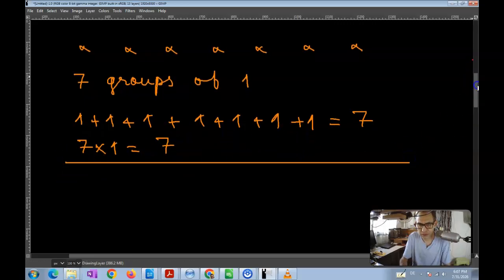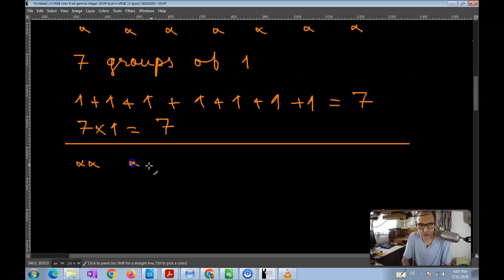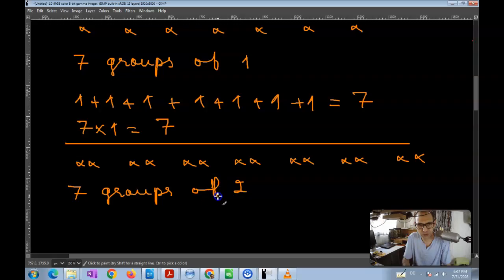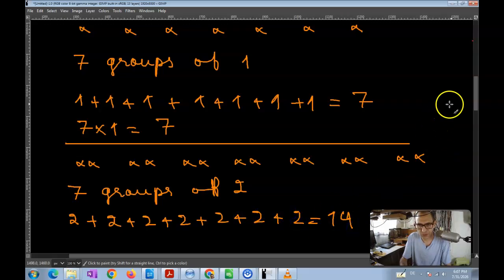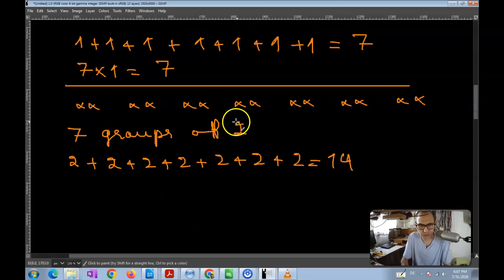Suppose that we had 7 groups of 2, for example. So that's 1 group, 2nd, 3rd, 4th, 5th, 6th, and 7th, right? So now I have 7 groups of 2, which means that the total number of objects would be a 2 plus a 2 plus a 2 plus a 2 plus a 2 plus a 2 plus a 2, which is equal to 14, right? And 7 groups of 2 would be 7 times 2, which is equal to 14, right?